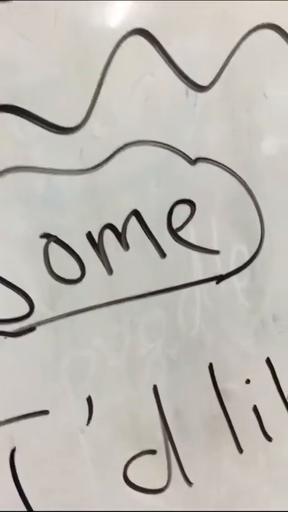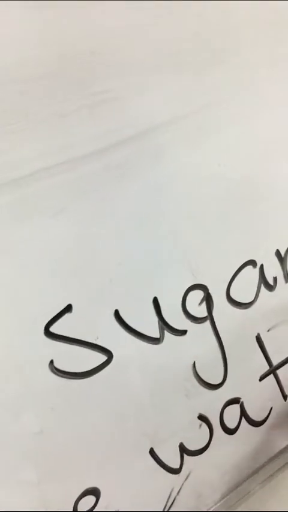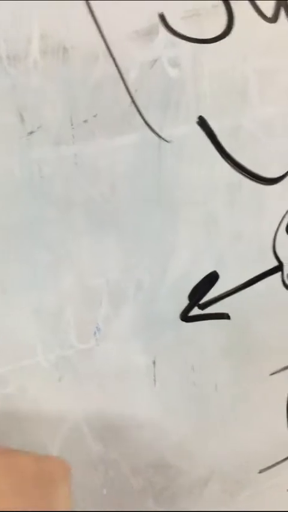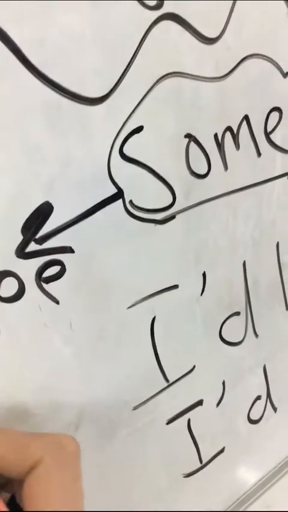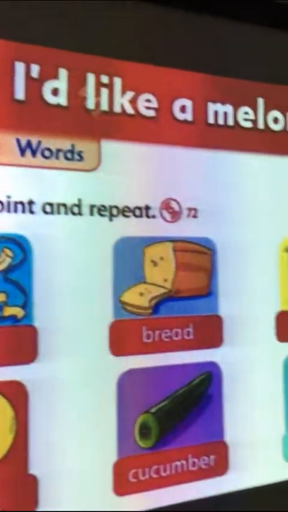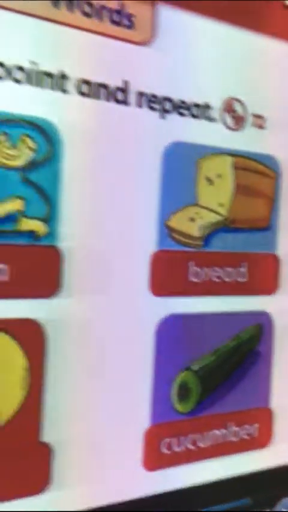Okay, let's write another sentence. I'd like some water. So we use some with uncountable nouns, and we also use some with countable nouns. Okay, guys, here is unit 8, I'd like a melon. Let's see the vocabulary together and let's enjoy the video.